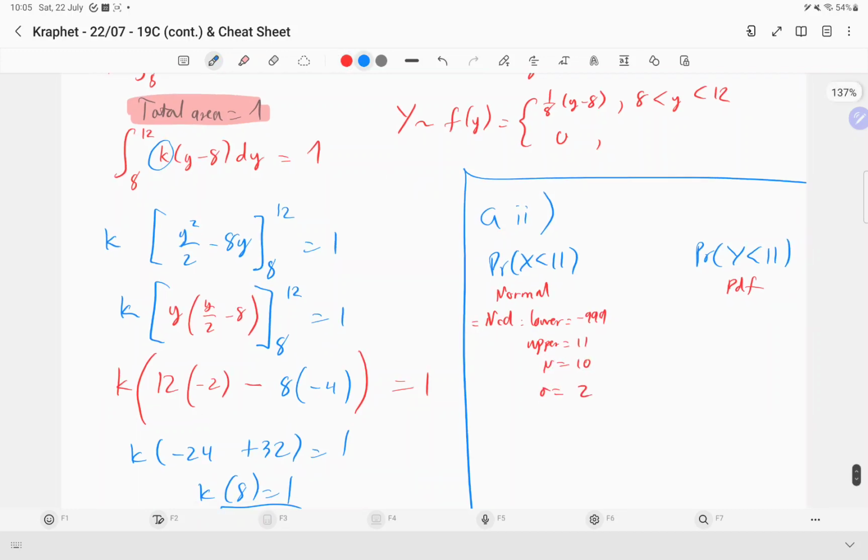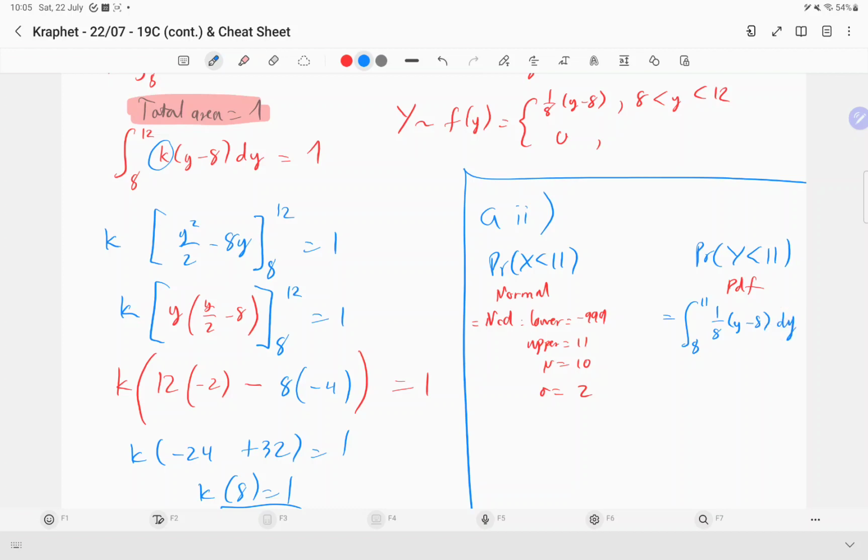But for the B distribution, that probability is different. It's the anti-derivative from 8 to 11 of the k value, 1/8 times y minus 8 dy. It's just two different distributions. Make sense now? Yeah?